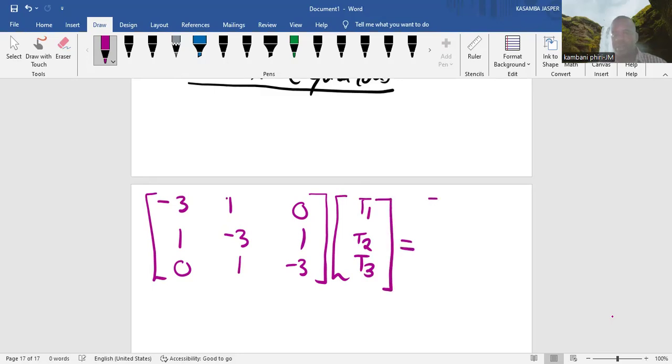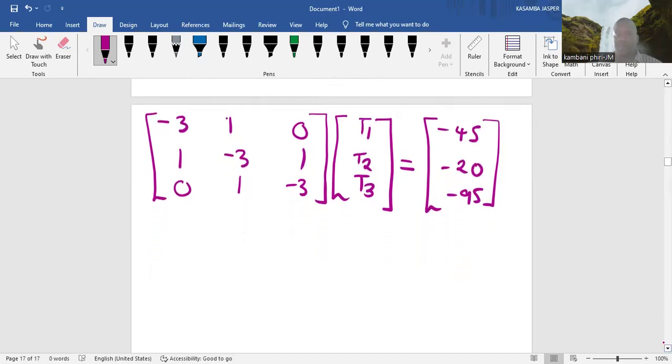But what was on the right-hand side of equation 1? We got negative 45. Here we got negative 20. And the last one we got 95. You can use whichever method you are comfortable with, but I can use Gaussian elimination and back substitution.